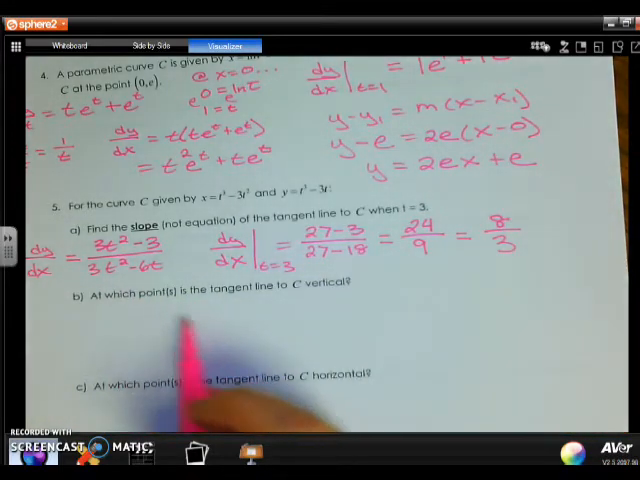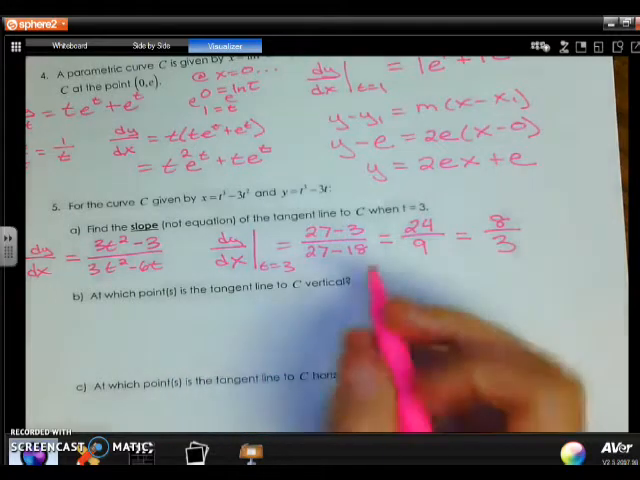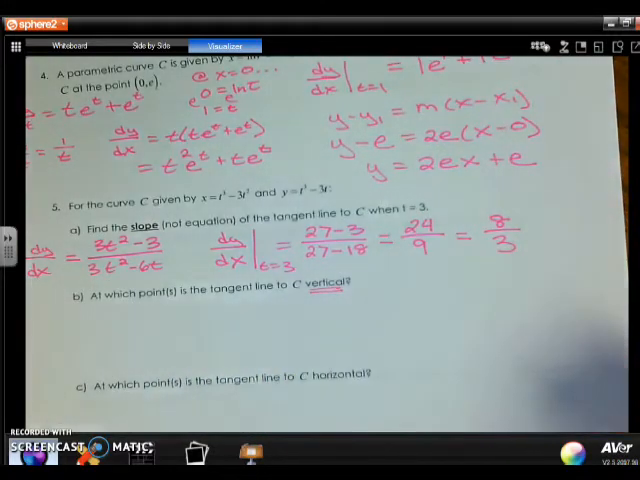At what point or points is the tangent line to C vertical? Is the tangent line vertical? You have to think about what that means.